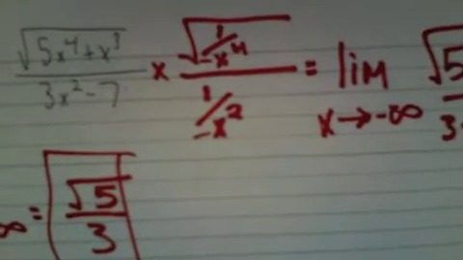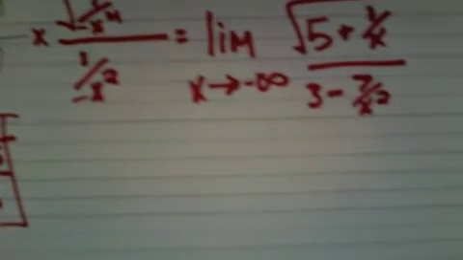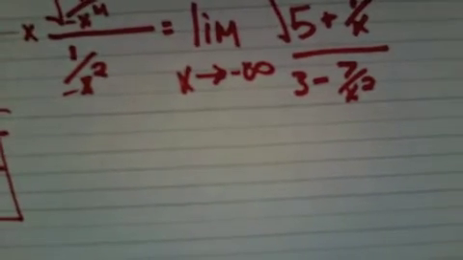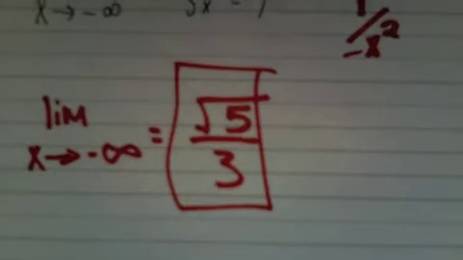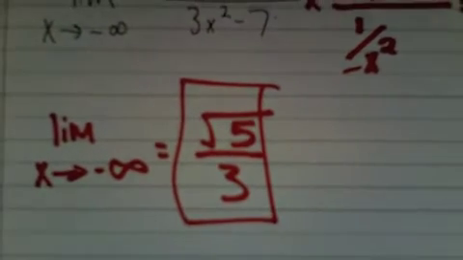It's just going to end up equaling the square root of 5 plus 1 over x over 3 minus 7 over x squared. And then you just take the limits of those. Once again, the limit of 5 is 5, plus the limit of 1 over x is 0, it's just approaching 0.